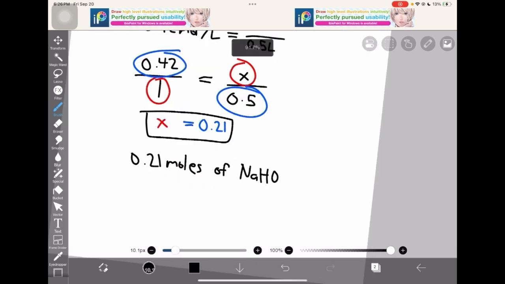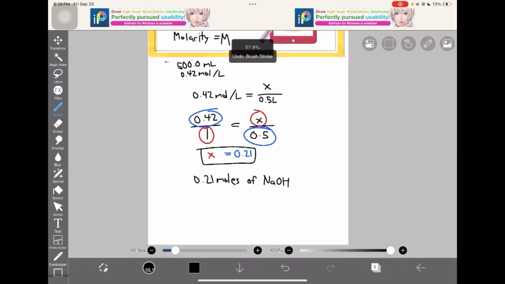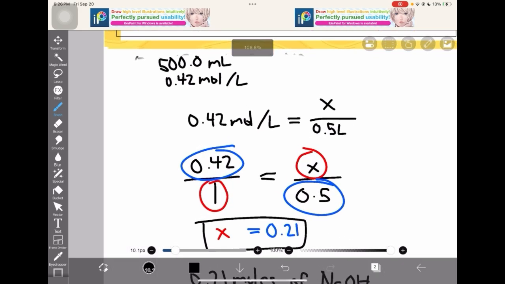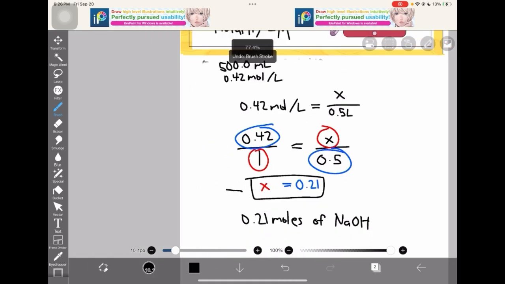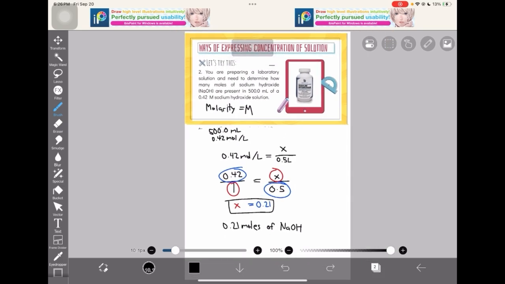Oh, my bad. OH. So take note of the steps. We first represent, cross multiply, then find the answer. 3 steps only. Take a screenshot, and we're gonna move on to the third one.